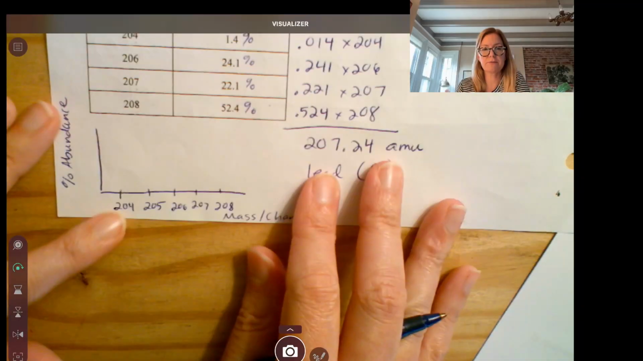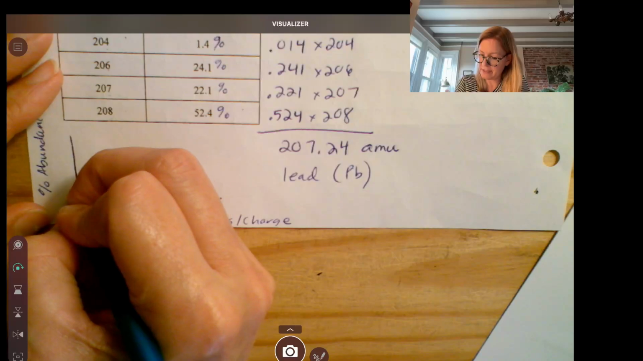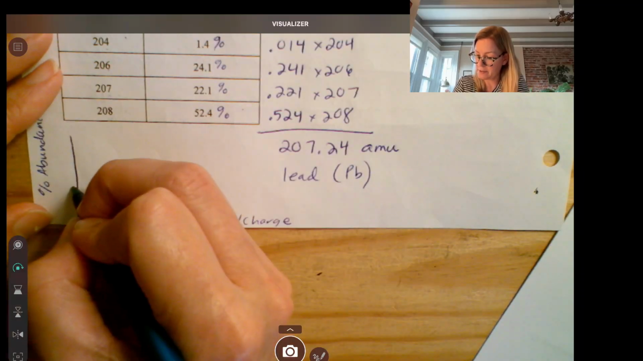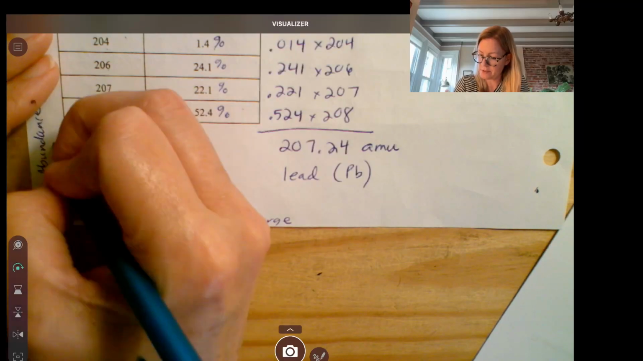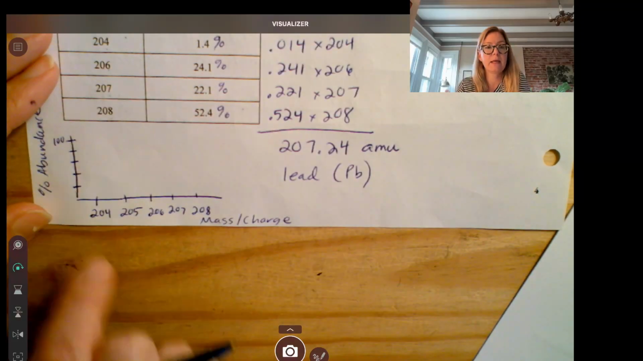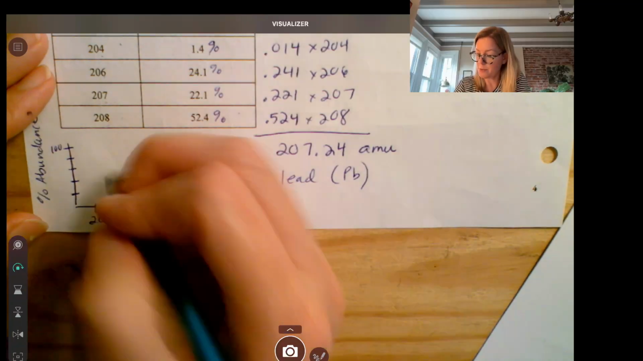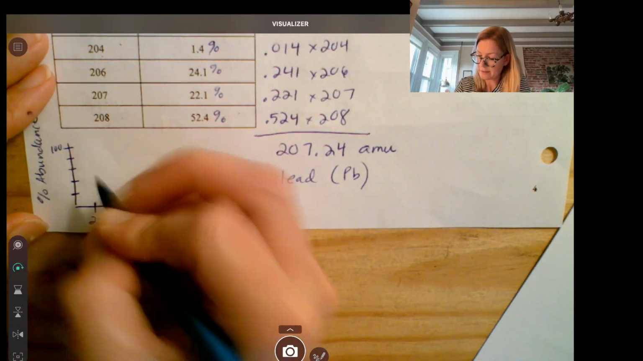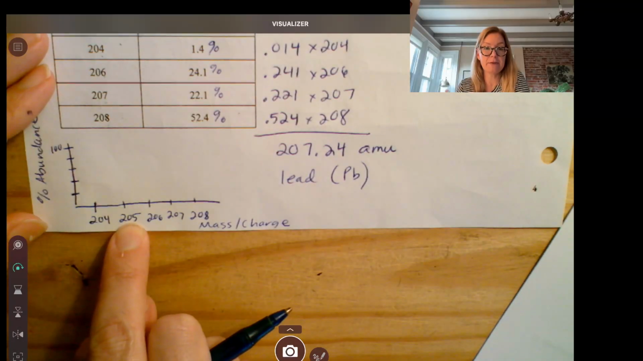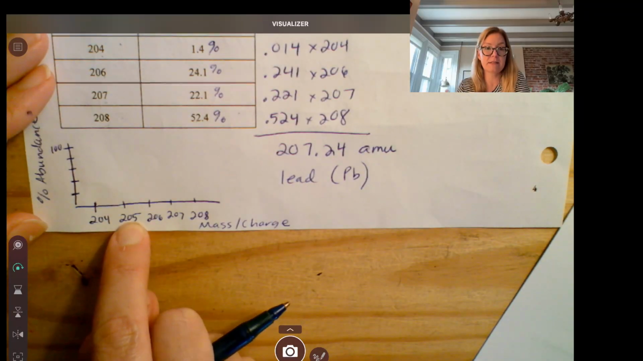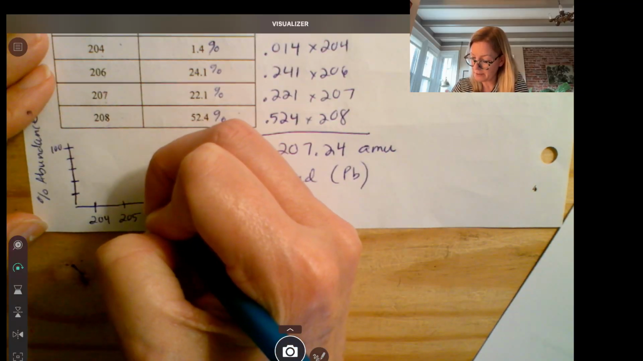Okay. And just for the purposes of this, I'm not going to make a very detailed axis. I'm just going to make each one be like 20%. So 20, 40, 60, 80, 100. So just label the top 100. So the 204 should have a really small peak. Like if that's 10 and it's at 1.4, it should be real small. 205 has no peak. That isotope doesn't exist in nature. 206 should be at about 24, so a little bit past 20.